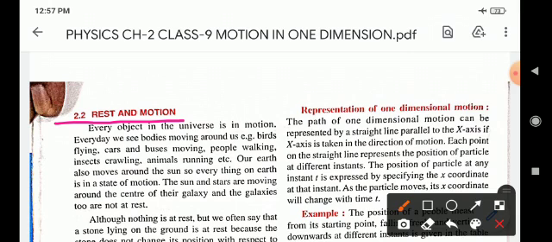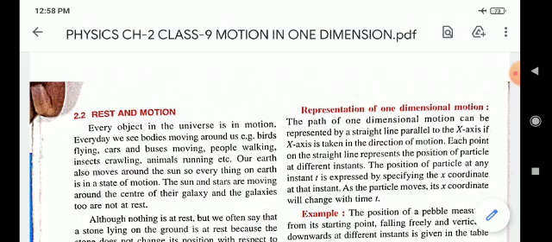Our earth also moves around the sun, so everything on the earth is in a state of motion. The sun and stars are moving around the center of their galaxy, and the galaxies too are in motion.